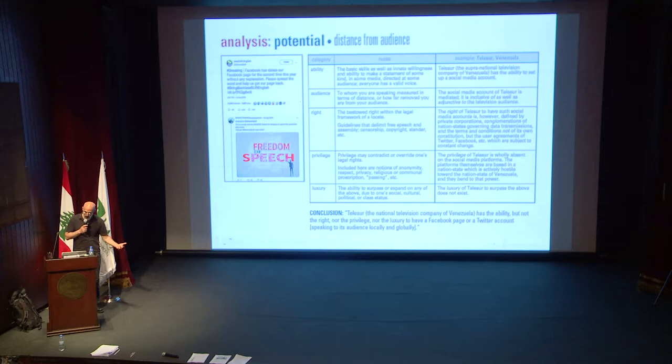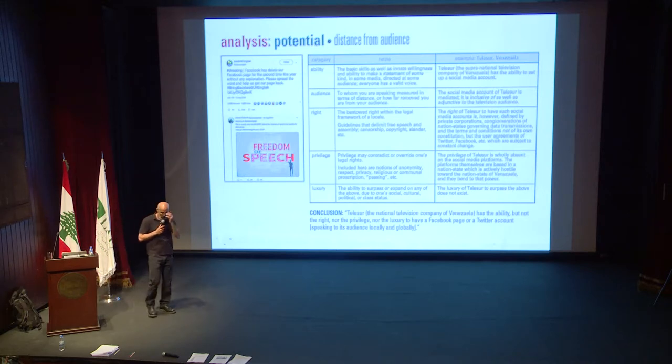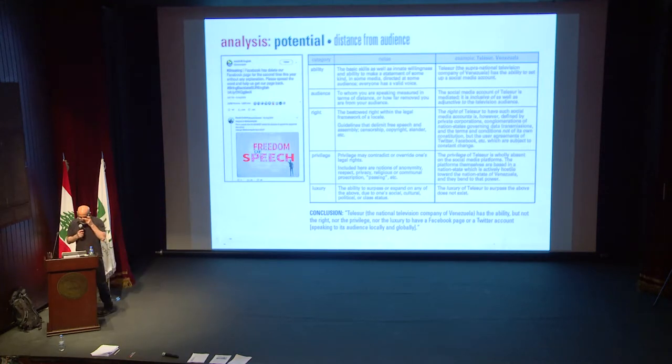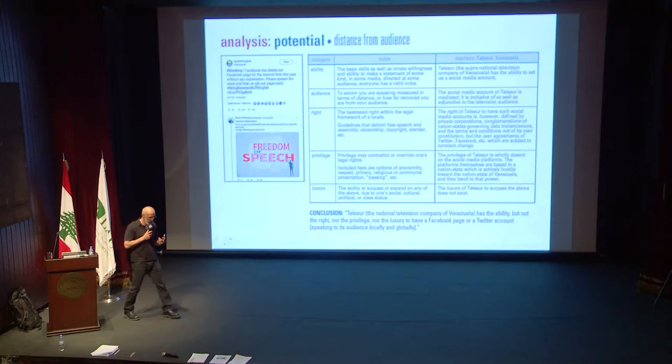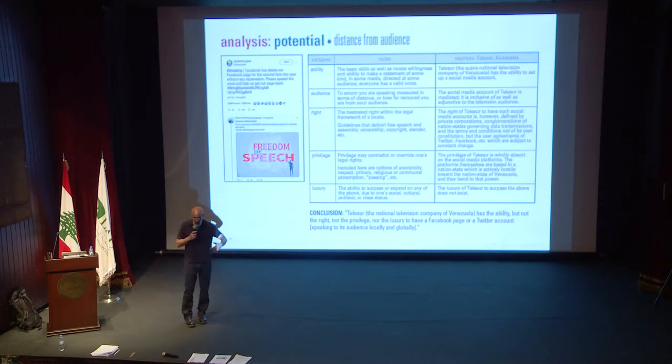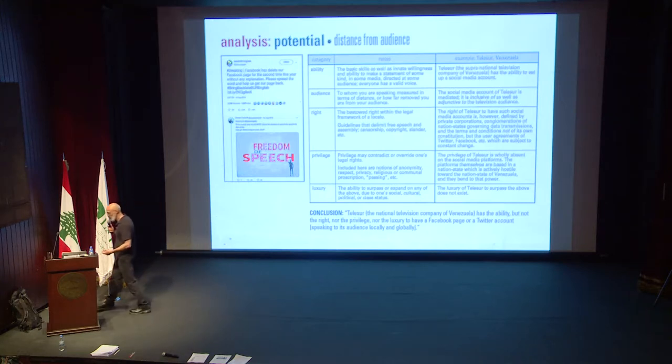Privilege is something different. Privilege means, okay, I may have the right to say something, but I might prevent myself from saying it based on the community I'm in, or how people feel in terms of a group or community, and that kind of thing. And then finally, the luxury. This often comes with ideas of class. If I'm of a particular class status, I have the luxury to stand above everything and do what I want. So here, the conclusion, Telesur, the national television company of Venezuela, has the ability, but not the right, nor the privilege, nor the luxury to have a Facebook page.